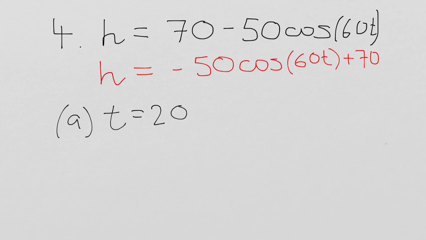You can then do parts A, B and C once you have your graph sketched. A is just a case of putting t equals 20 into your equation that you're given, so you don't need your graph for part A. Part B, however, you will need your graph.